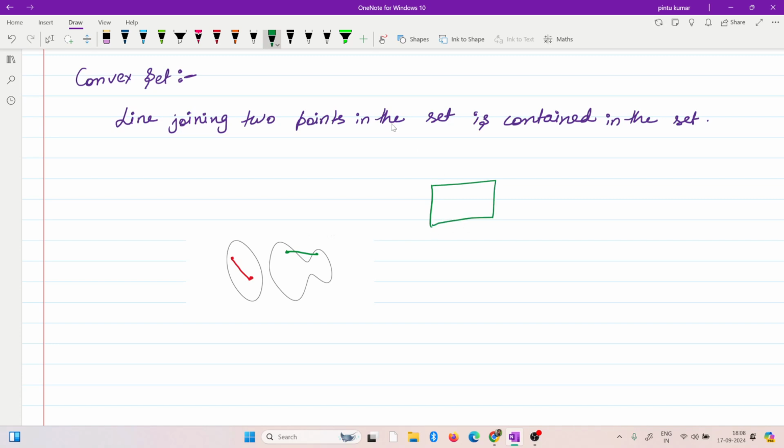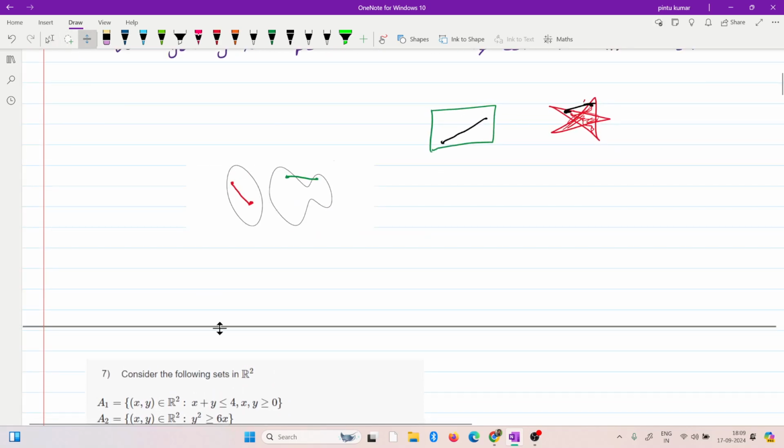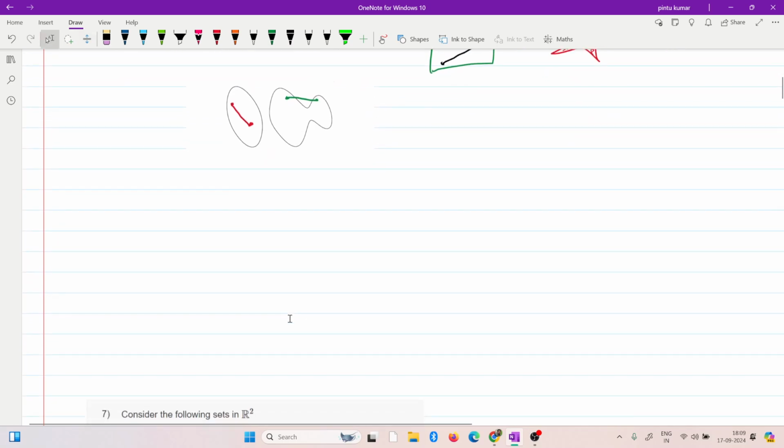You can take more examples. For example, in a square, if you take any 2 arbitrary points, the line will remain within the set. Another example: if you take a star which is shaded, then again, if you take 2 points, you will go outside the set. So the definition for a convex set is pretty simple: a line joining any 2 points remains within that set.